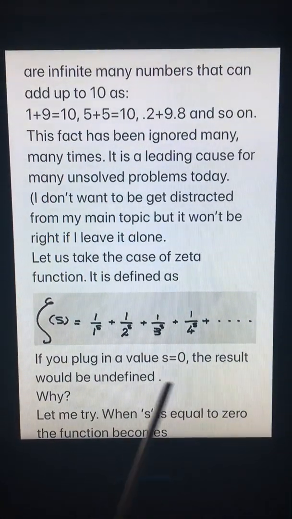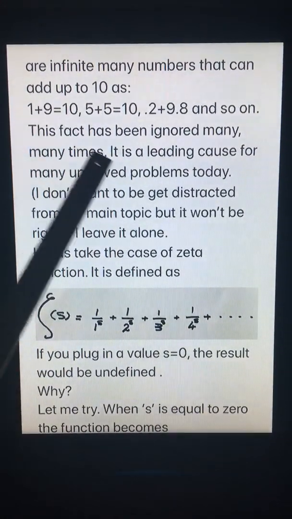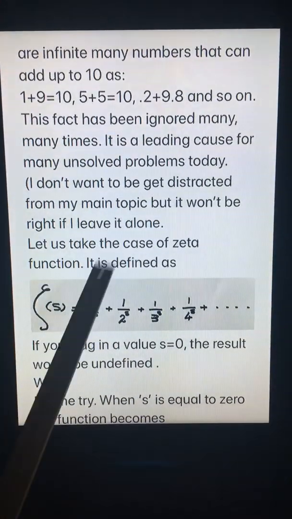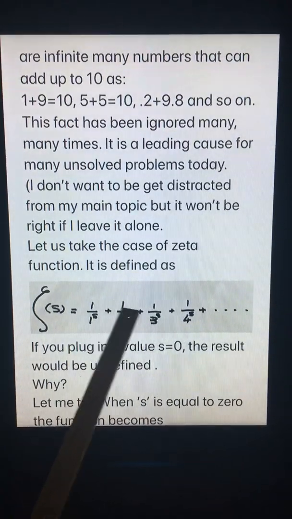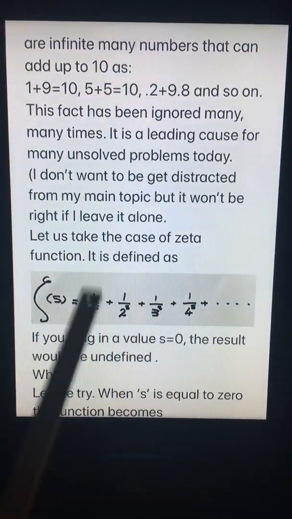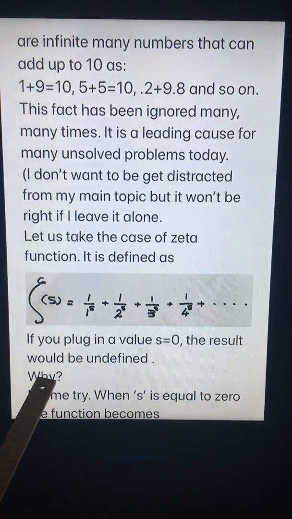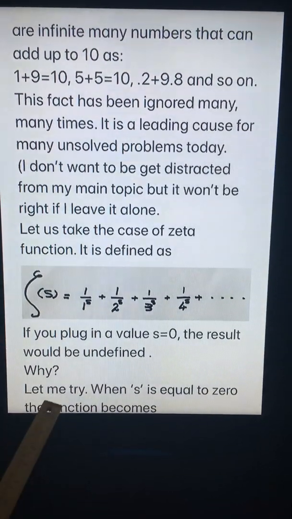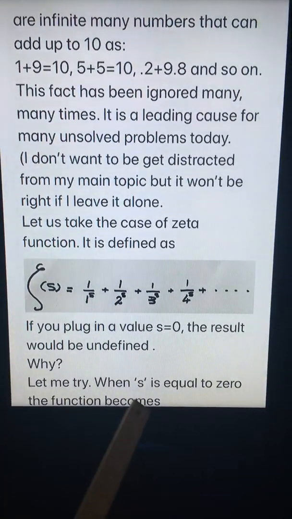I was wondering about it, but I thought it is because we don't understand the value of plus signs. That's why the problem actually happened. So that's why I say why. Let me try. So I tried it in a different way.